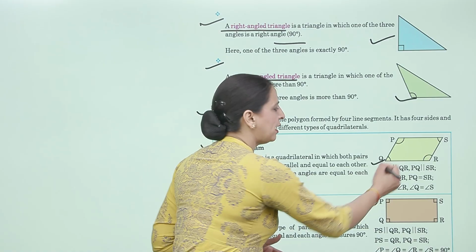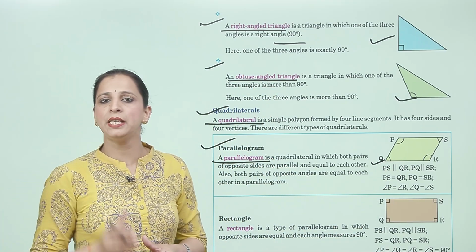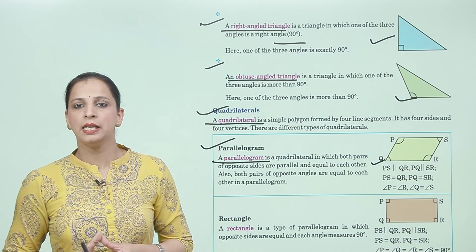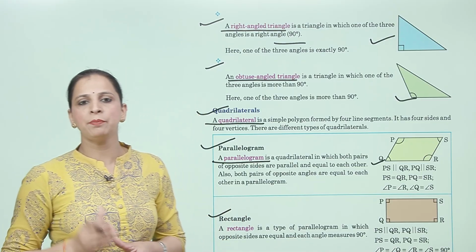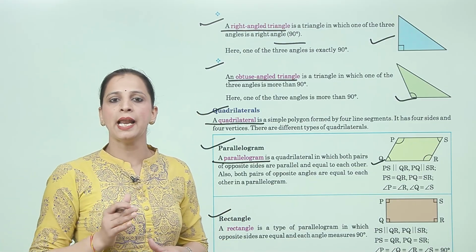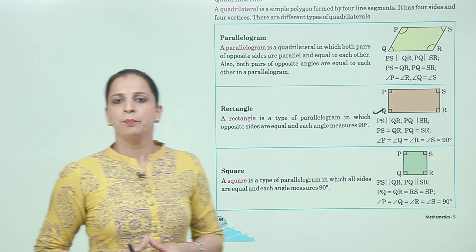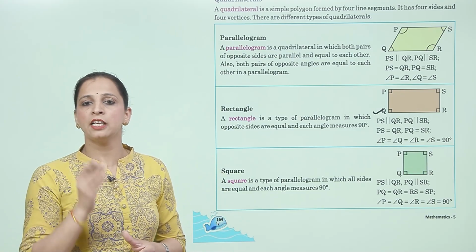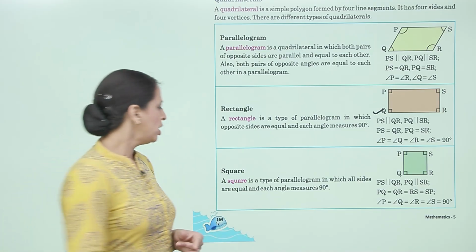So PS parallel है QR and PQ is parallel to SR. PS is equal to QR and PQ is equal to SR and angle P is equal to angle R and angle Q is equal to angle S. Now rectangle. A rectangle is a type of parallelogram in which opposite sides are equal and each angle measures 90 degree. PS parallel to QR, PQ parallel to SR, PS is equal to QR, PQ is equal to SR, angle P is equal to angle Q is equal to angle R is equal to angle S is equal to 90 degree. Now next is square.